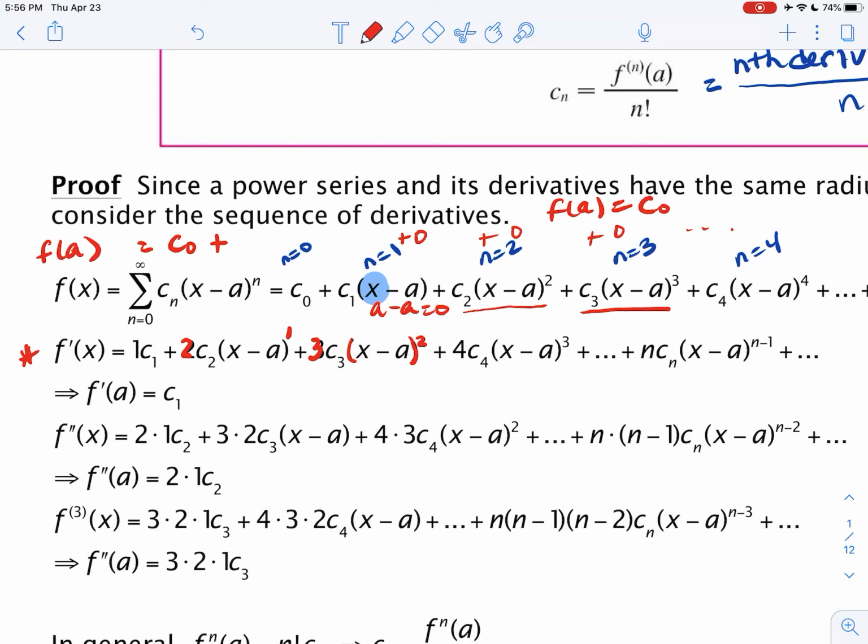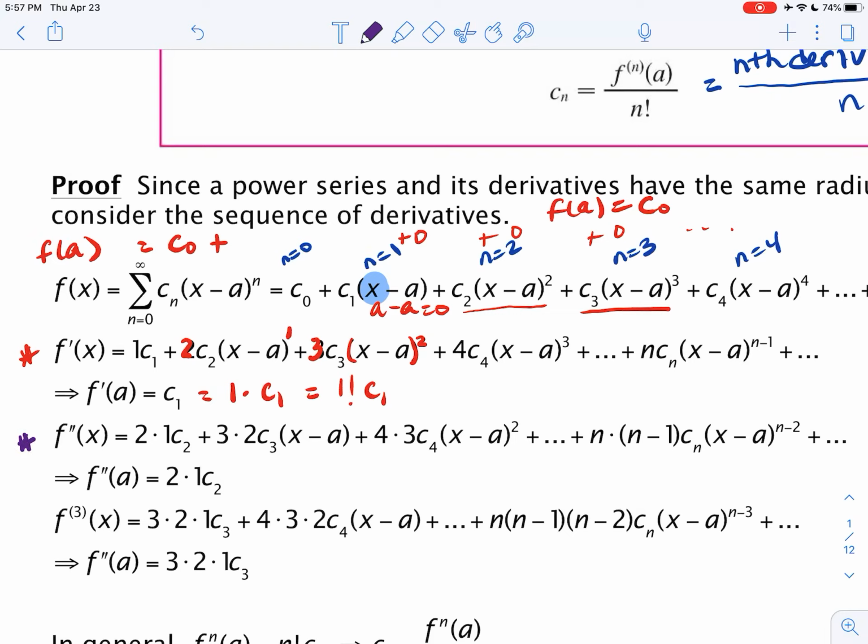Now, if we calculate f prime of a by the very same reasoning that I did a few minutes ago, all of the terms of f prime of x that actually contain a factor of x minus a, if I substitute the value of a in there, then that factor becomes 0, and anything times 0 is 0, so the only thing that survives is c sub 1. And just seeing that pattern, that's 1 times c sub 1, and that actually happens to be 1 factorial times c sub 1.